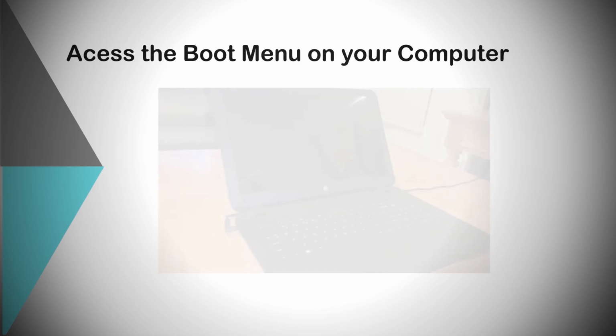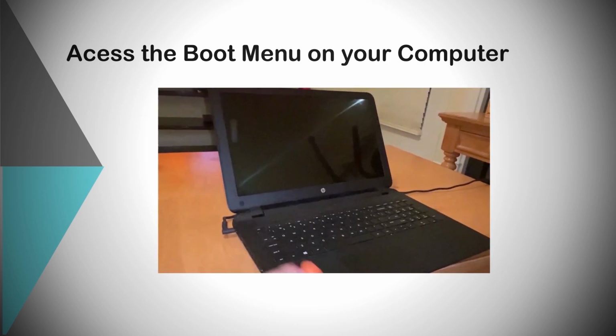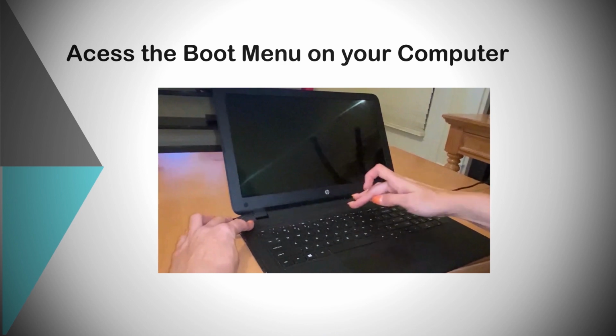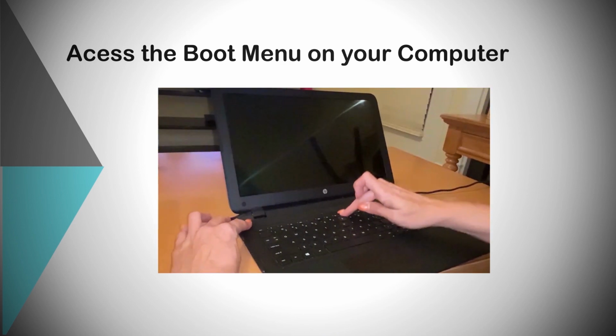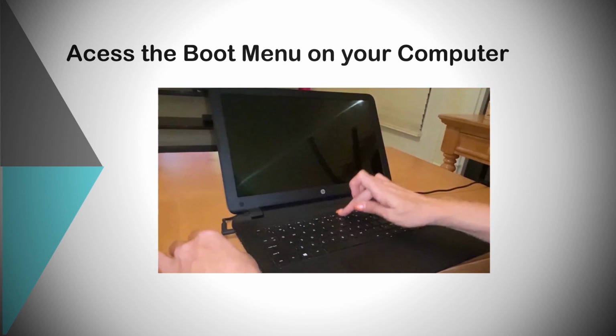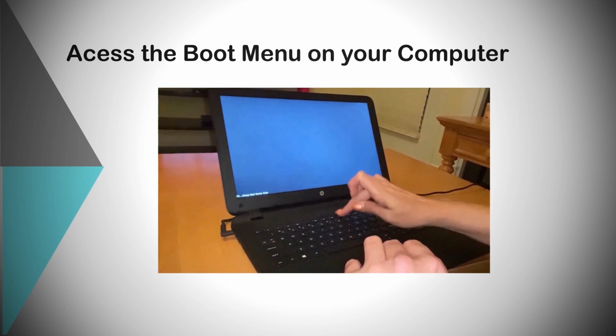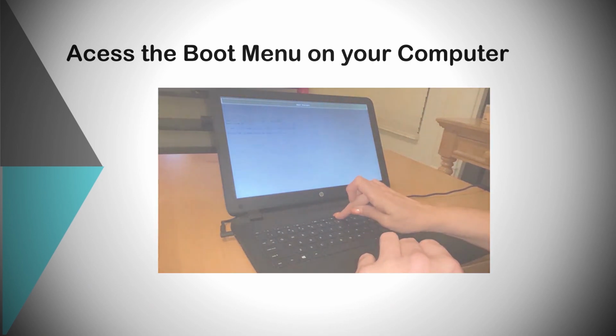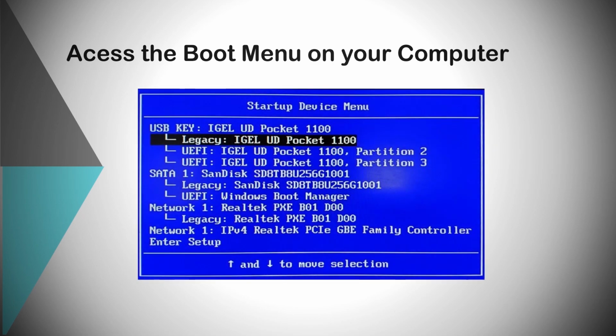Now that we know what key to press to open up the boot menu, power on your computer and at the same time repeatedly press the corresponding key until the boot menu screen displays. Once the boot menu is displayed, make sure the iGEL UD Pocket 1100 option is highlighted and select it by hitting Enter on your keyboard.